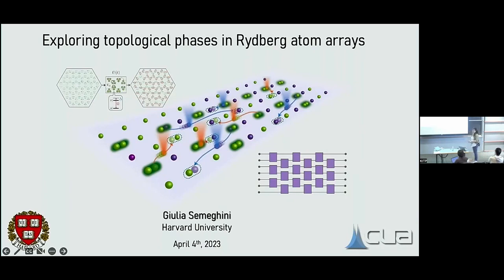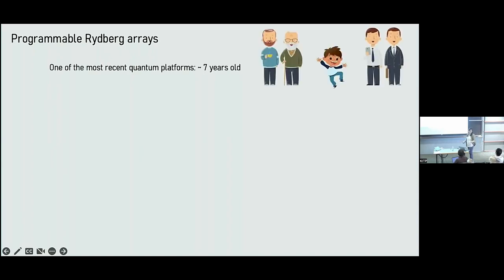So if I'm going too fast and I'm not explaining things, please interrupt me at any time. So let me first tell you a little bit about the platform. This platform based on programmable Rydberg arrays is one of the most recent quantum platforms out there. It's about 7 years old, so we can consider it to be the kid among the quantum platforms out there. But our claim is that it's a pretty smart kid that in only 7 years has already become quite competitive with these other older quantum platforms.